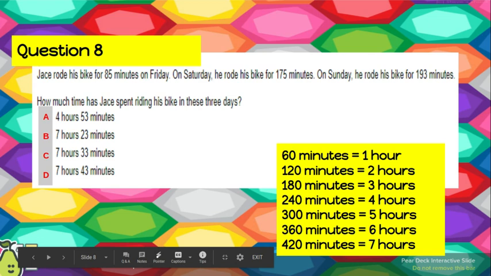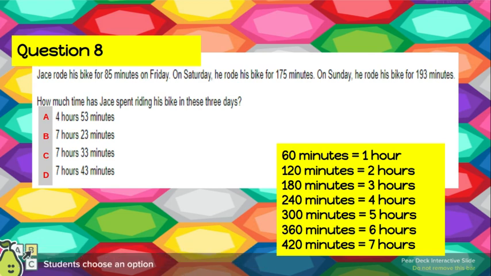So you need to add those 3 numbers, find out how many minutes that is total, and then convert that to hours and minutes. So pause your video now, solve this problem, then go to your Google form, find question number 8, and fill in the answer there. Once you're done with your answer for question number 8, restart the video and we'll move on.